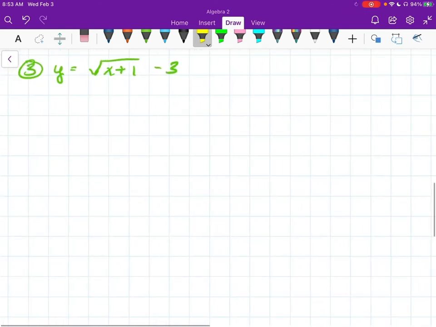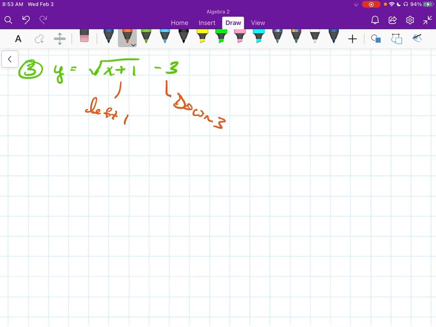This one doesn't have anything in front of the root. See, I got it first time that time. The x plus 1 means left 1. The negative 3 means down 3. So I draw my terrible graph. I'm going to be going left and down, so I'll do something like that. Left 1, down 3. There's my first point.